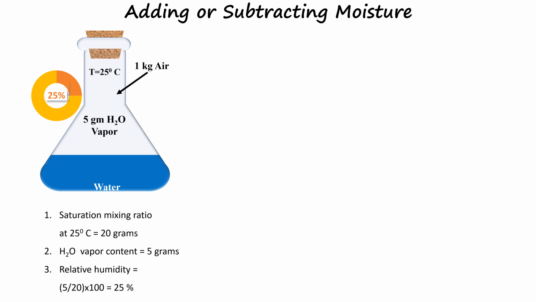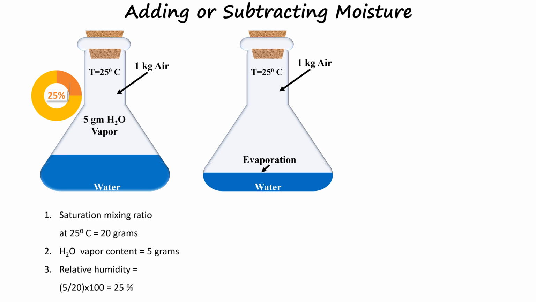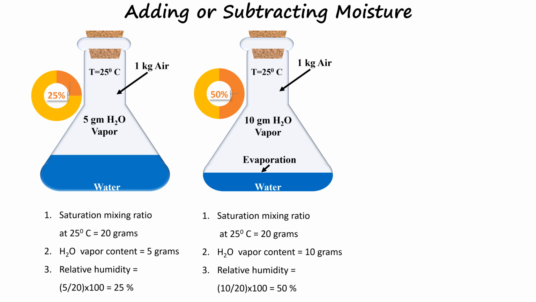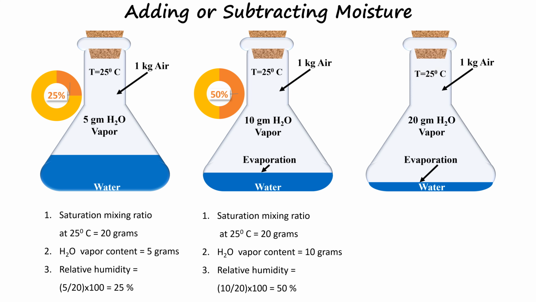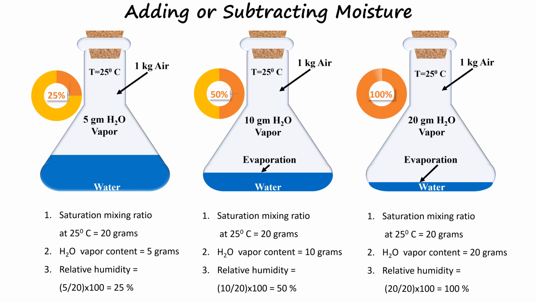As a result, some of the water will evaporate into the air to increase the vapor content. Let's fast forward a bit. Suppose, after some time, the water vapor content in the air rises to 10 grams per kilogram. Now, the relative humidity is 50%. The air is still not fully saturated, so evaporation continues, adding more vapor. Eventually, if the water vapor content reaches 20 grams per kilogram, the relative humidity hits 100%, and the air becomes saturated. The key takeaway is that adding water vapor to the air at a constant temperature will increase the relative humidity, while removing water vapor will decrease it.